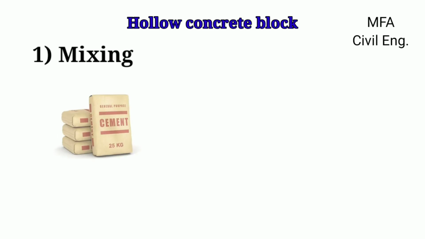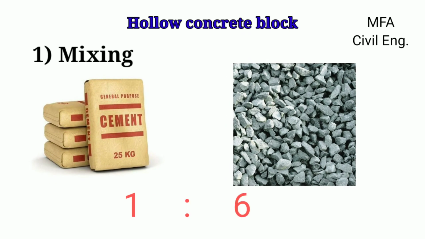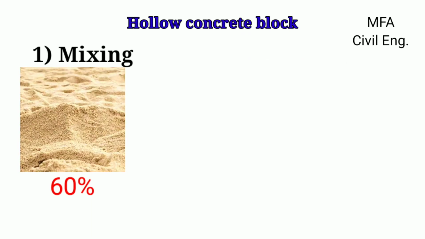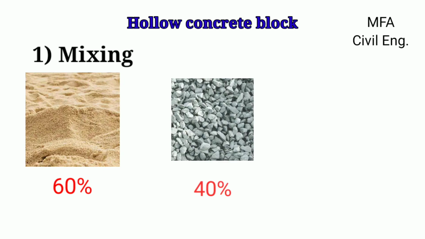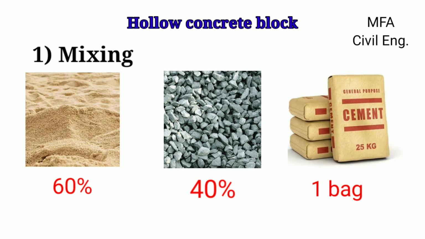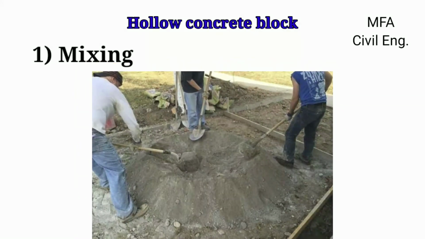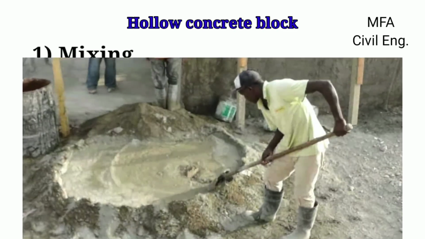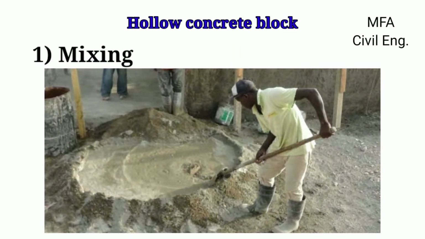The manufacturing process of the concrete hollow block consists of various steps like mixing, molding, placing and then curing. In the mixing process, the ratio of cement to aggregate should not be less than 1:6. Mixing consists of fine aggregate as 60%, coarse aggregate as 40% and one bag of cement. These constituents are mixed thoroughly with the help of a shovel to obtain a homogeneous mass. Water is then added and the mix is again mixed, turning the mix up and down several times with the help of the shovel till a homogeneous mass is obtained.